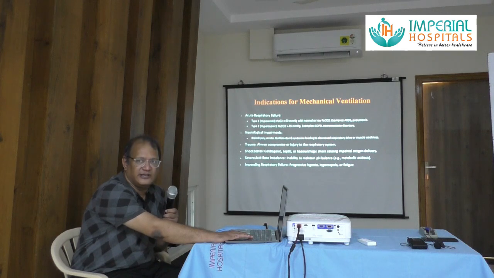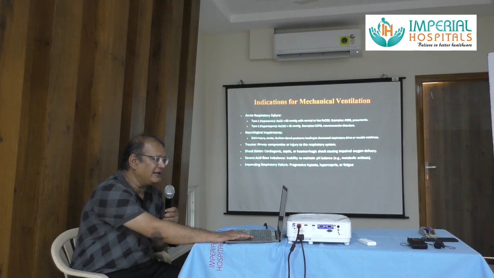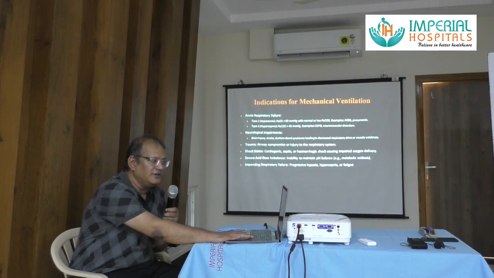And type 2 is where oxygenation is normal, but the patient is retaining carbon dioxide. PaCO2 is greater than 45 millimeters of mercury. Example, COPD, neuromuscular disorders. Another indication for mechanical ventilation is neurological impairments. Basically, where the GCS is below 8 is an indication for mechanical ventilation. It could be due to brain injury, stroke, GB syndrome leading to decreased respiratory drive.